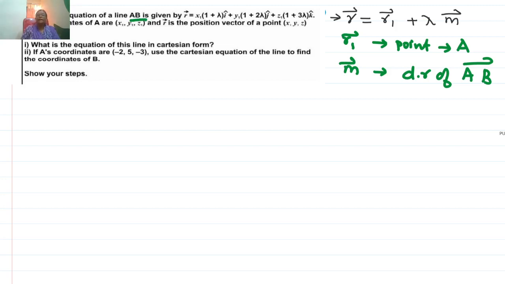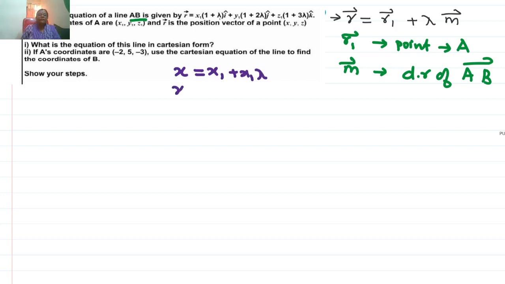So how do we rewrite it in the Cartesian form? By equating the components. That is, the component of i on the left hand side is x, and on the right hand side is x1 plus x1 lambda. I'm just telling you how to take up for x. What we have on the left hand side is x. What do we have on the right hand side? It is x1 plus x1 lambda.